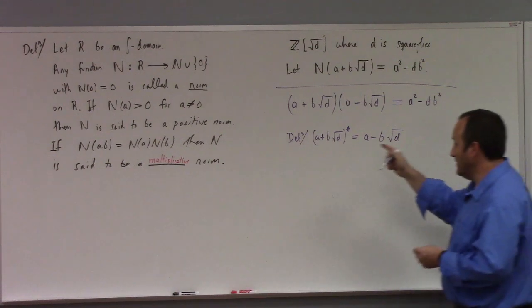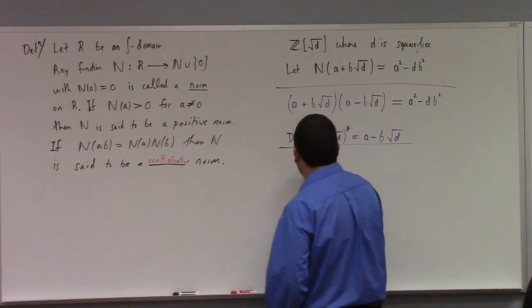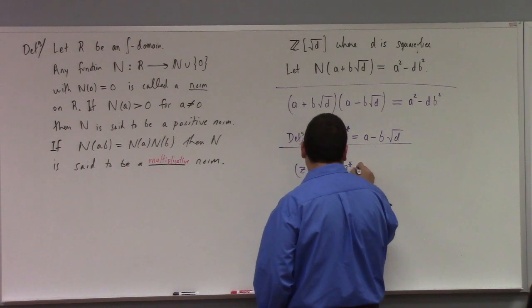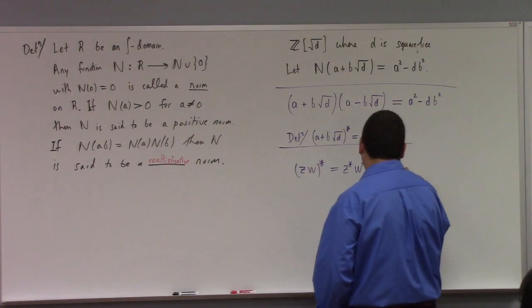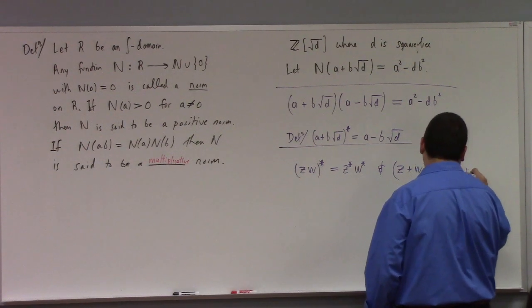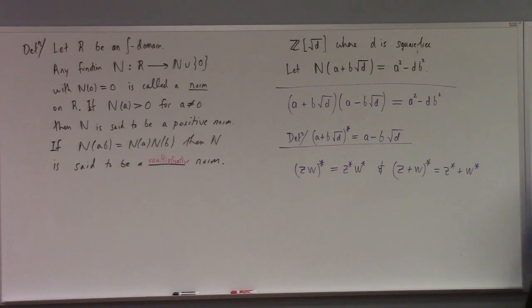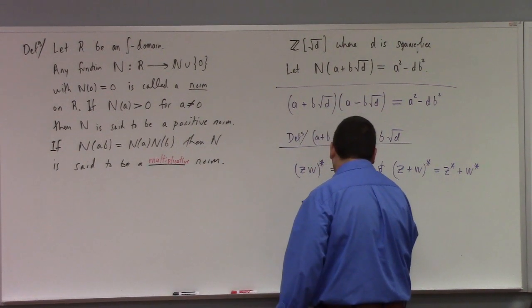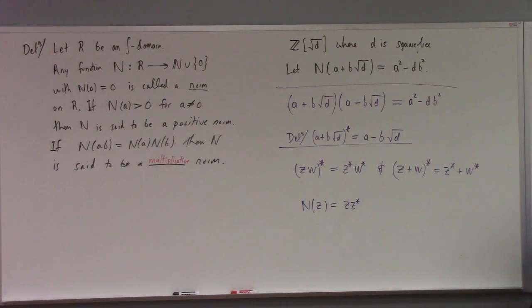And the thing is that this star has the following properties. WZ star is in fact equal to Z star W star. And also, if we take a sum, we get this as well. You can easily check these properties for this generalized complex conjugation, if you will. And so what I'm really saying is that the norm of Z is equal to Z Z star. So in some sense, this norm is like the squared modulus.